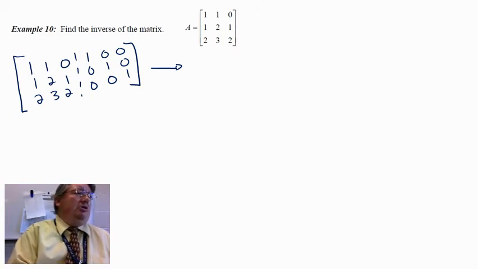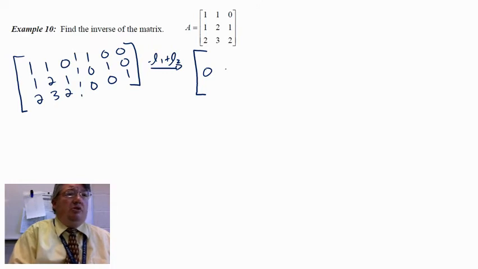First, I'm going to get a 0 right here, where this 1 is in the second row. I'm going to do that by going negative line 1 plus line 2, making a new line 2. Negative 1 plus 1 is 0. Negative 1 plus 2 is a 1. Oh, that's nice. Negative 0 plus 1 is a 1. I like 1s and 0s, they're nice. Negative 1 plus 0 is negative 1. Negative 0 plus 1 is 1. 0 plus 0 is 0.